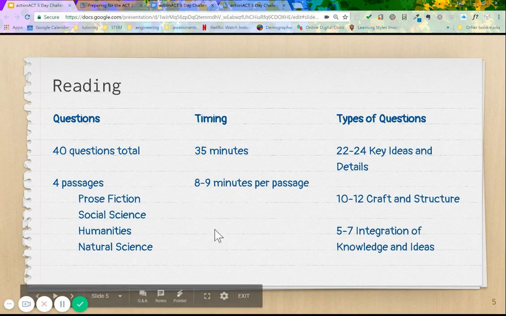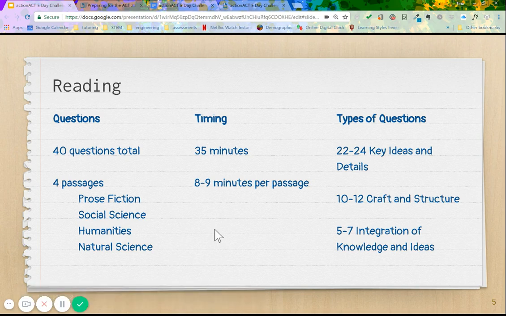The good news is I would say that a lot of students struggle in finishing all 4 passages, and it is possible to read only 3 of the passages. And if you're reading 3, that gives you about 11 minutes per passage, and do some educated guessing on that 4th passage and still score in the mid to high 20s.